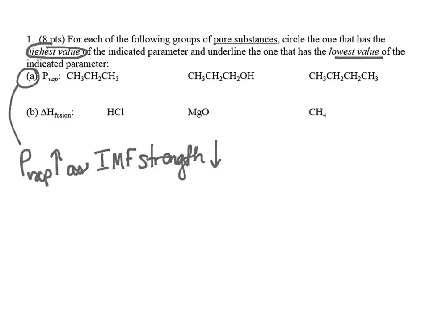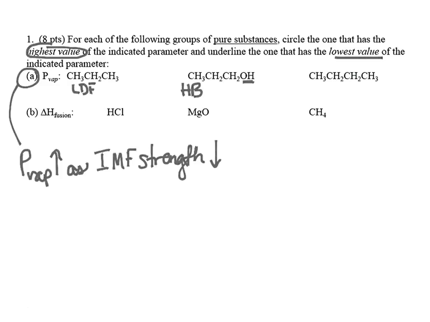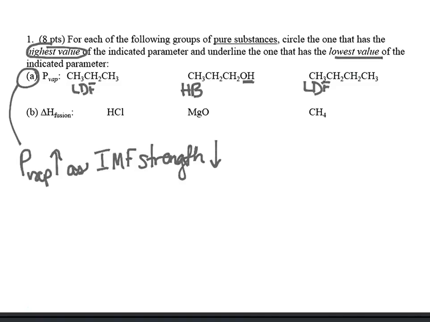Remember that vapor pressure increases as the strength of the intermolecular forces decreases. Now here, the molecule on the left is propane, and that is nonpolar, so it exhibits only London dispersion forces. The one in the middle is an alcohol. It has a hydroxyl group, OH, which means it can hydrogen bond. And then the molecule on the right is also nonpolar.